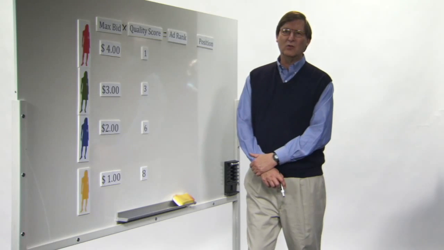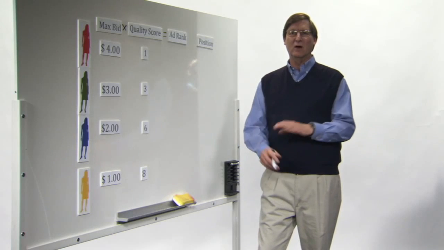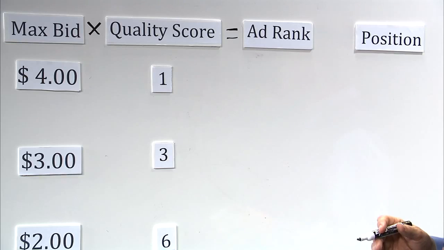So how does this quality score affect the way the auctions run? What we do is we have a concept of ad rank. And ad rank is going to be the bid of the advertiser times the quality of the ad.